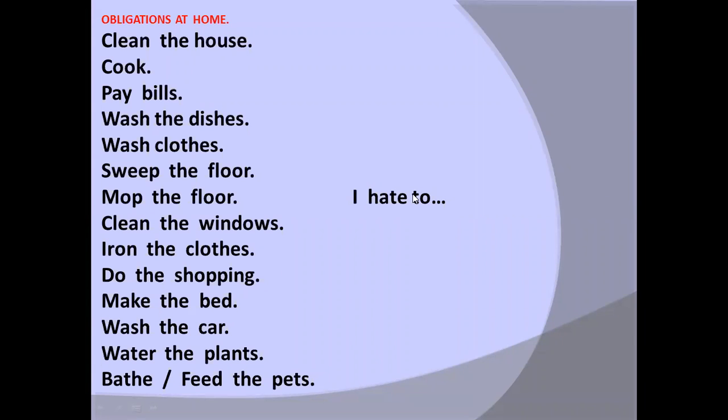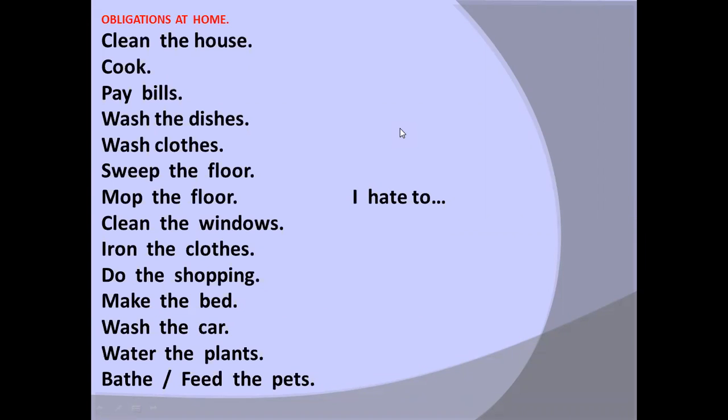Now let's conclude with Alejandro. Alejandro, it's your turn. Three or four things you hate to do. Alejandro, can you hear me? Okay, so maybe he has problems with his internet connection. So everybody, as you can see in this moment, these are the obligations that we have at home. These things are very, very necessary at home, and many of them are the things that we hate to do.